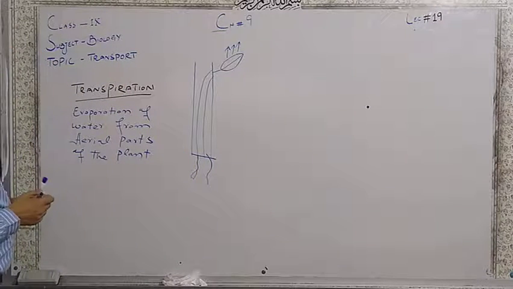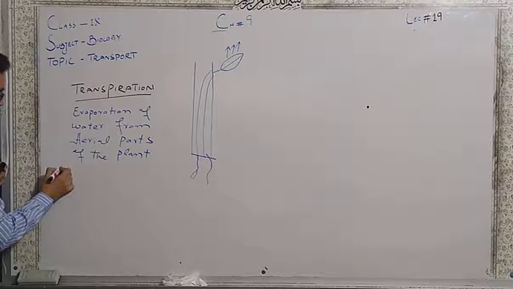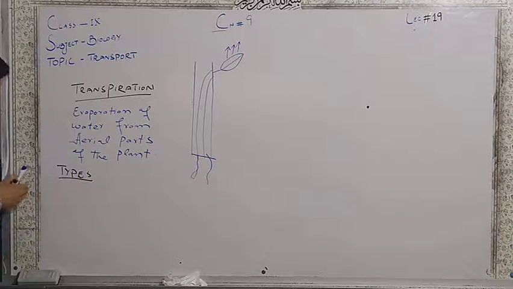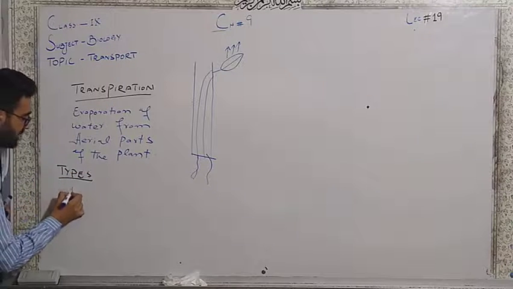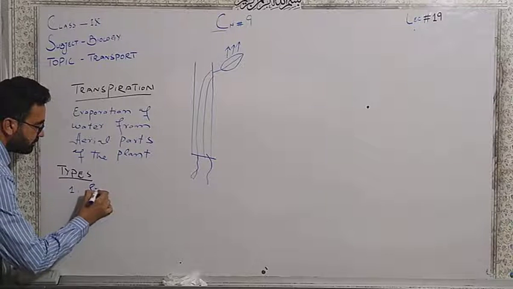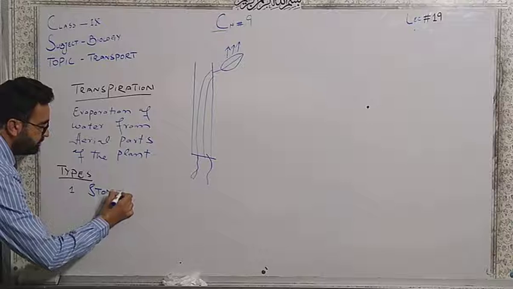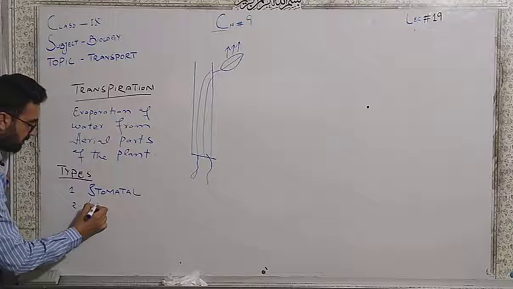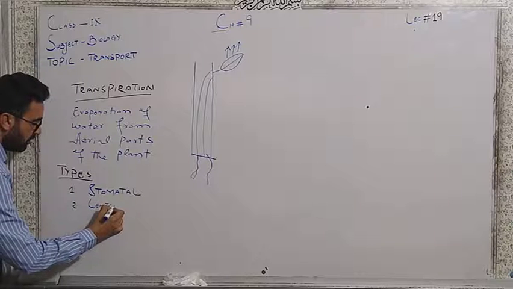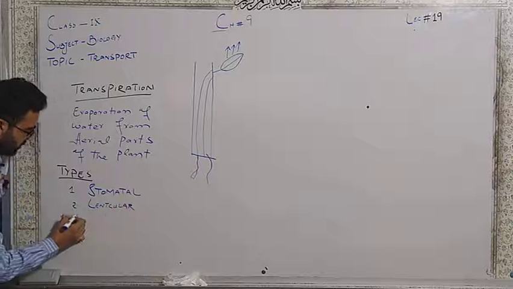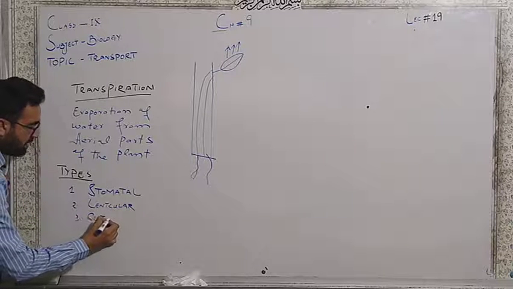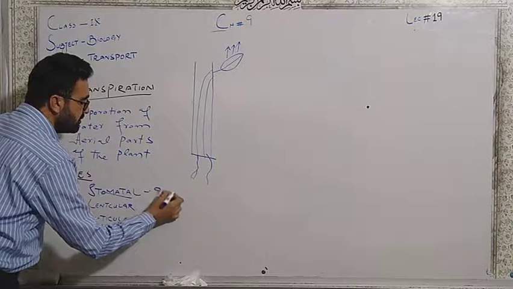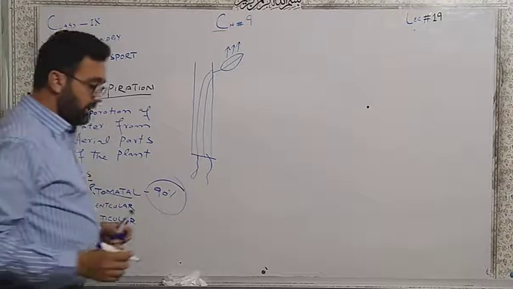Dear students, what are the types of this process, transpiration? Three types of transpiration are identified. One, and the major one, stomatal transpiration. Second, lenticular. Third one, cuticular. One by one I will explain. First one is stomatal, which is 90% of the total transpiration, and the major one.